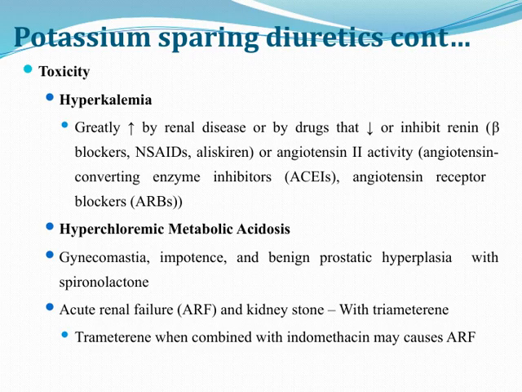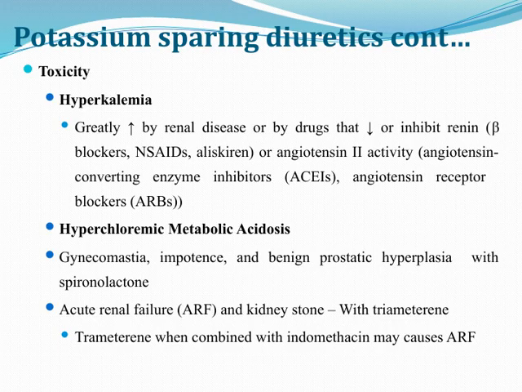Now, let's continue with potassium-sparing diuretics and discuss some potential toxicities associated with their use. One of the main concerns is hyperkalemia, which is an elevated level of potassium in the blood. This risk is greatly increased if the patient has renal disease or is taking drugs that decrease or inhibit renin, such as beta blockers, NSAIDs, or aliskiren. Similarly, drugs that block angiotensin II activity, like ACE inhibitors and angiotensin receptor blockers, can also heighten this risk.